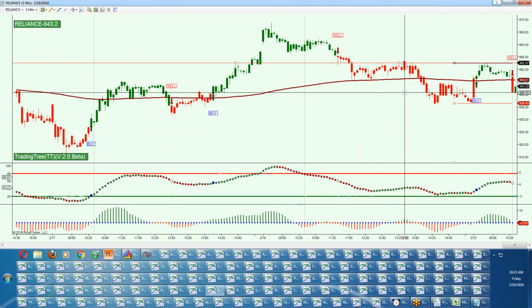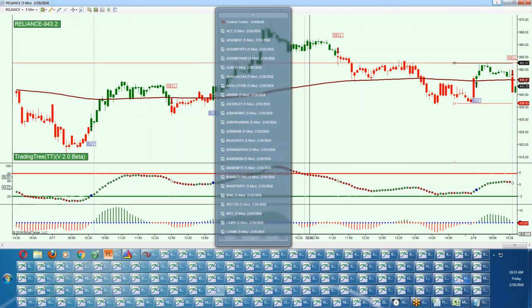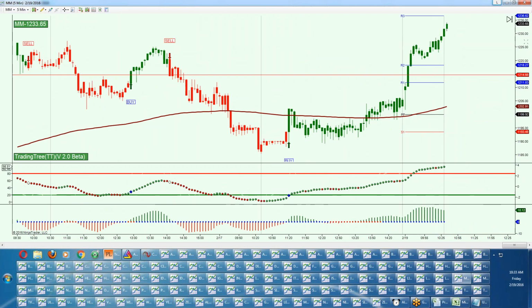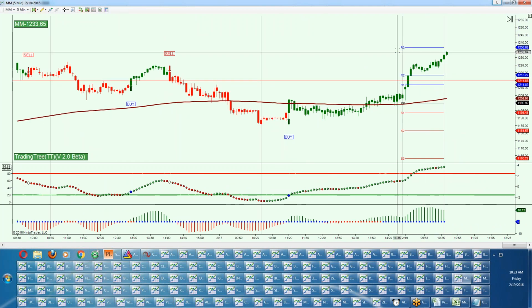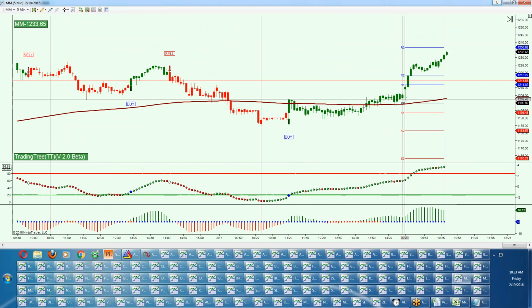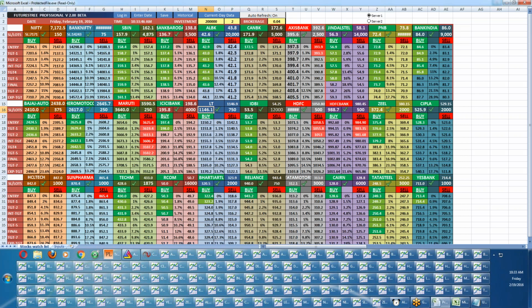Reliance will wait. So M&M, your next target is 1235. So our buy entry was here, above this R1, 1212. I'll add that in place of Sun Pharma. It has been flat.